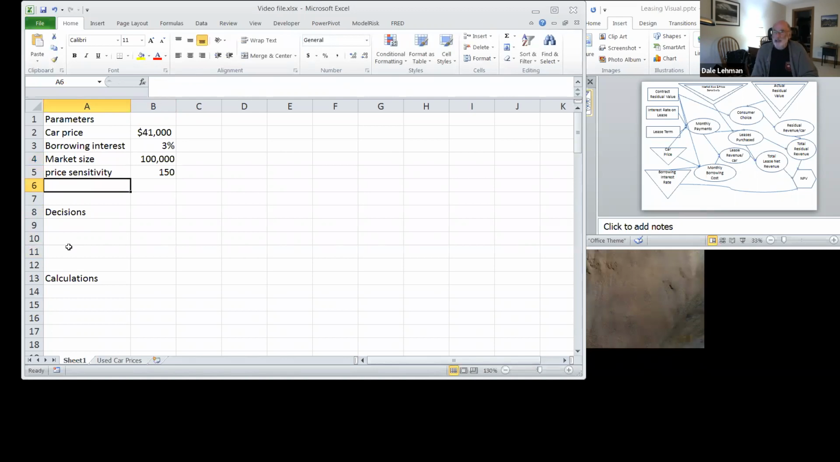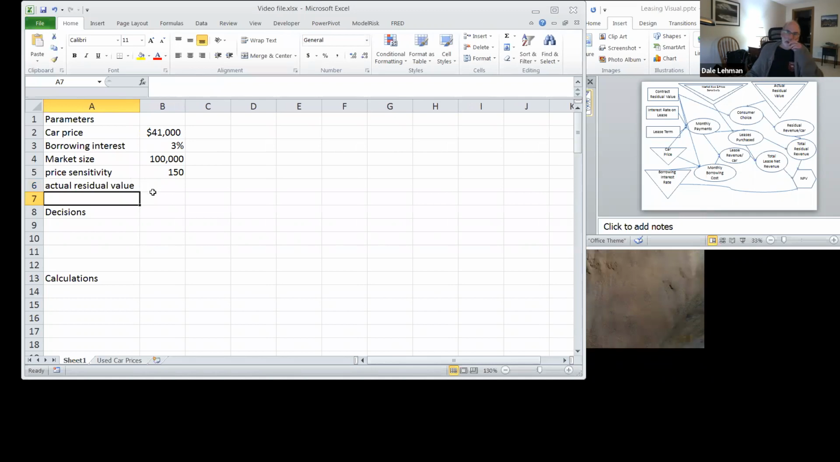And then I have an actual residual value. I actually looked up in the Chicago area 3-year-old BMW 3 Series, and the average price for that used car was $24,210. Since it's uncertain, we really want to see what that value might look like and how it might vary, but we'll get to that later on. Right now, I'm just going to put in the single number, which represents the average that I found.